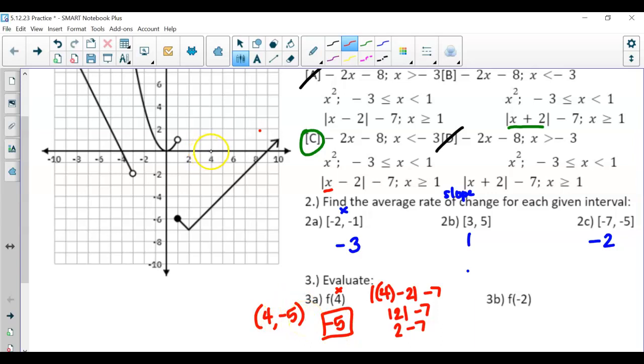So if you notice here at x is 4, what point do we have? Down here at negative 5. So notice how that matches.